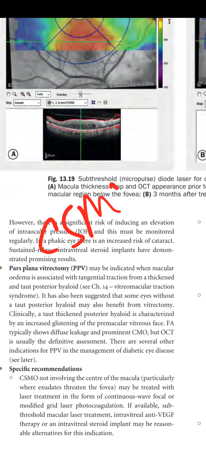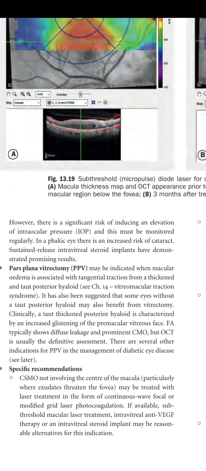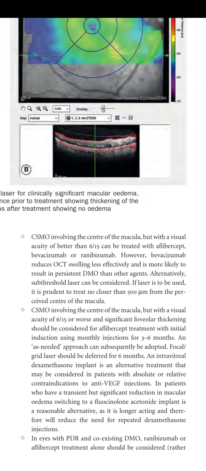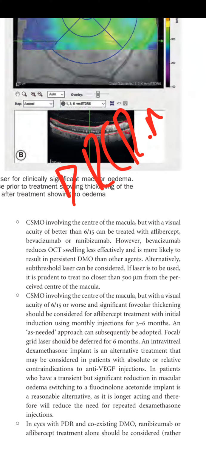So if there is a CSMO which is not involving the center of the fovea, and the exudate is threatening the macula, you can always do the grid laser photocoagulation. But if you have other treatment options available, like intravitreal steroid implant or intravitreal anti-VEGF, then they are a better alternative to the laser. And if there is a CSMO involving the center of the macula but with a visual acuity of better than 6/15, it can be treated with aflibercept, bevacizumab, or ranibizumab. So this is discussing the DRCR.net Protocol T.